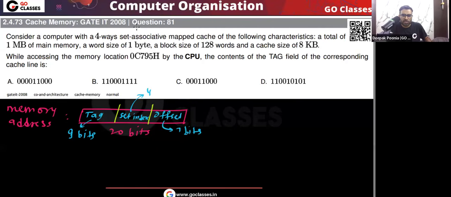Now the question, number 81, is asking that while accessing a memory location, this memory location is given to you. And remember, this H means hexadecimal. Please understand, this suffix H means hexadecimal notation, the hexadecimal number system.